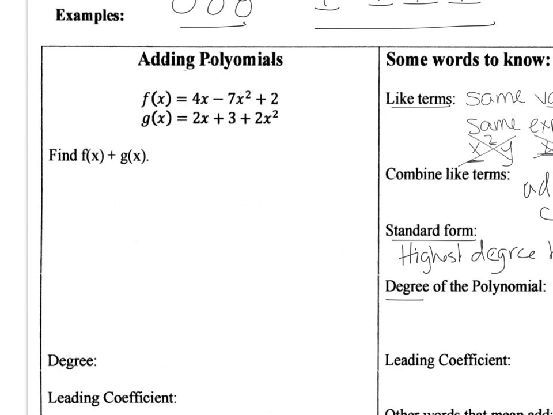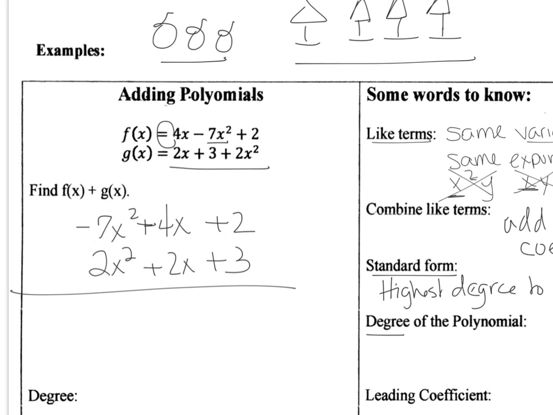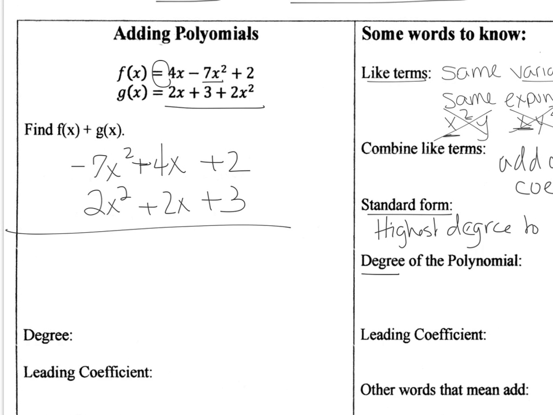Okay, so if we were to add these, I do like to put them in standard form. So it's 7x squared would go first, and then the next one would be plus 4x. Notice there was no plus sign here, but I put a plus sign here because 4 is positive. And so we're going to add plus 2, and I like to line these guys up with the like terms. Okay, so I line up the like terms, x squareds, x, and just plain old numbers.